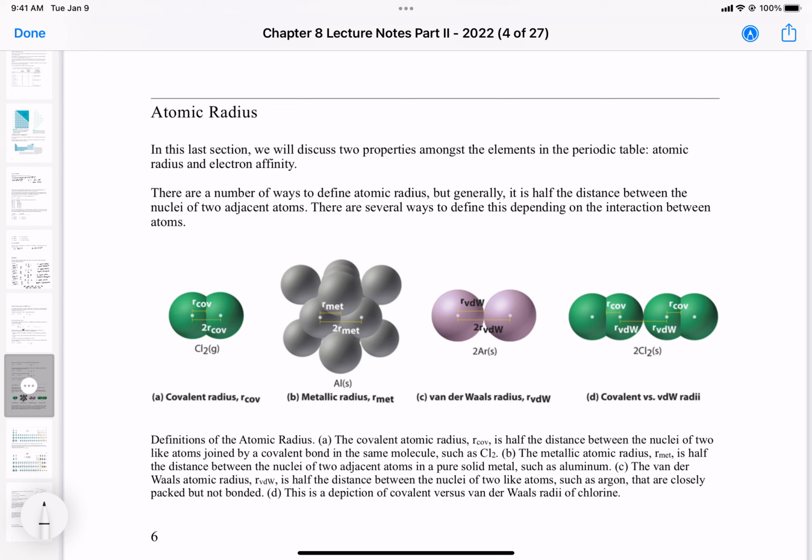So the radius would be half the distance between the nuclei of two like atoms joined by a covalent bond in the same molecule, such as the chlorine molecule. So we're talking about the metallic radius. It's somewhat similar. It's half the distance between the nuclei of two adjacent atoms in a pure solid material. So see how the metal atoms are arranged in an orderly fashion? That's what solids look like on the particulate level.